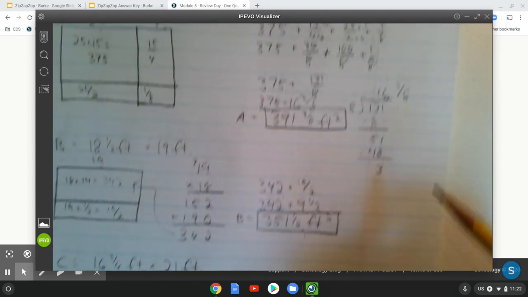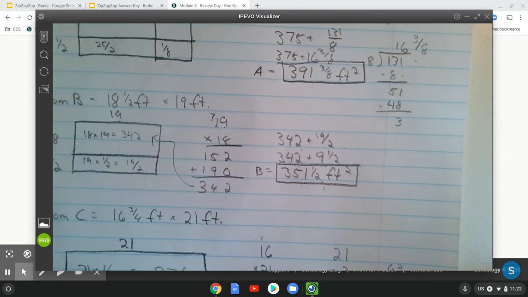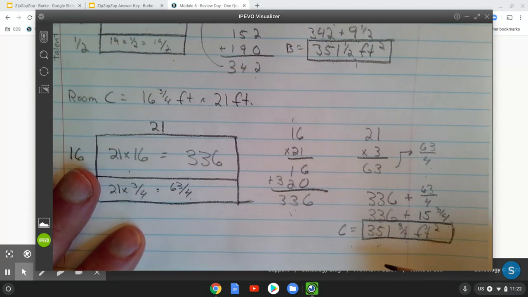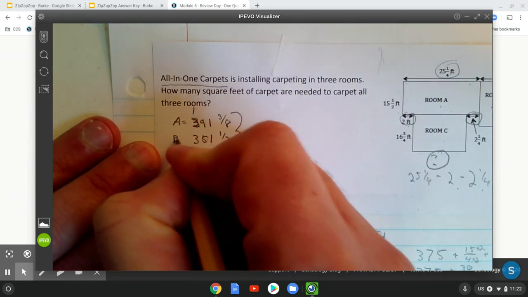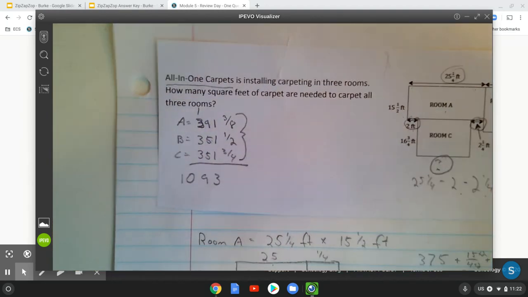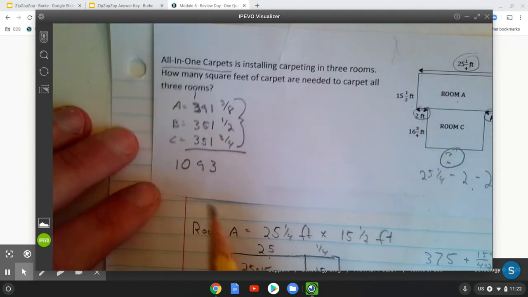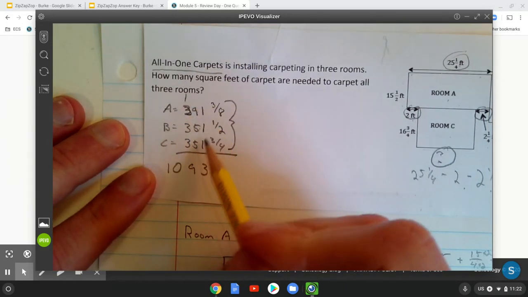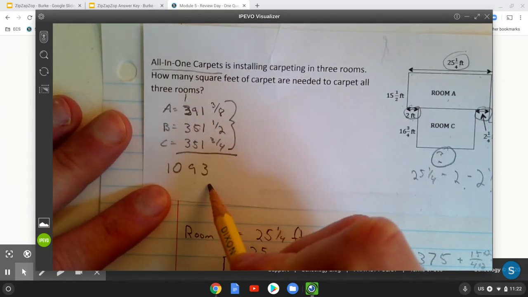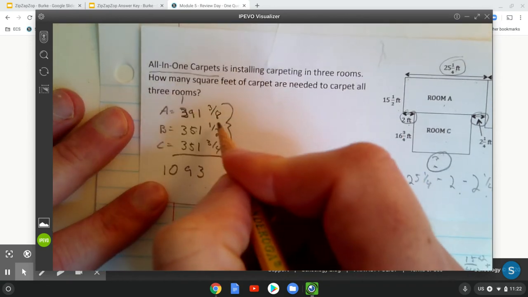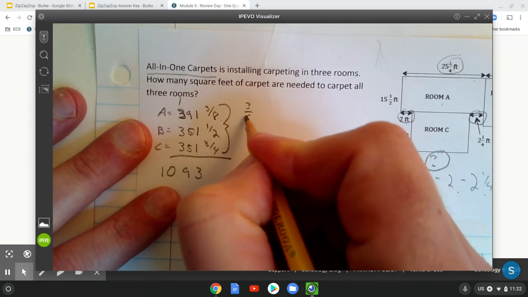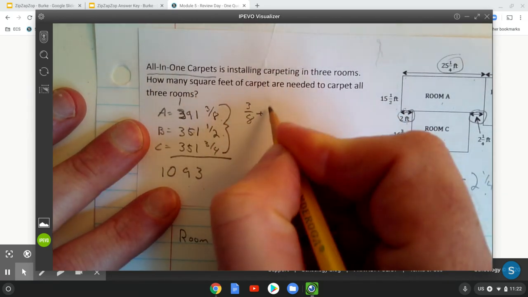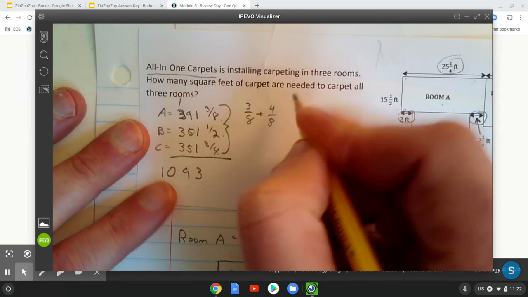Now we have room A, B, and C. I took all three of those and put them up here, the area of each room. I decided I'd just add the whole numbers first, so that is 1093. Then I'm going to add the fractions separately. So 3/8, and this half is 4/8, and that 3/4 would be 6/8.